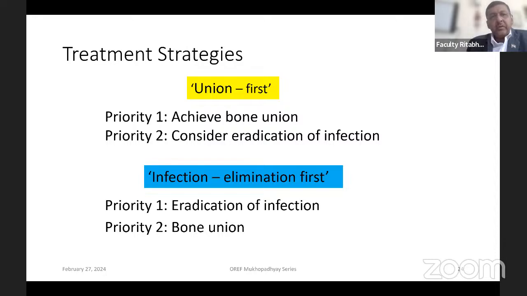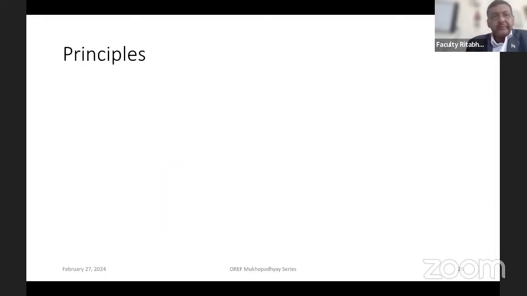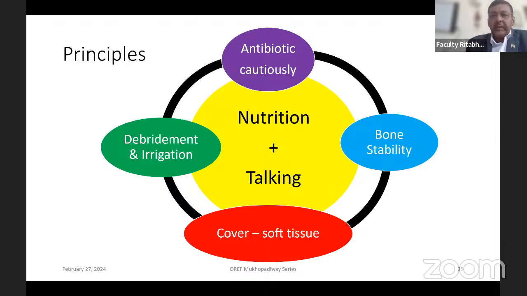I opted for the union first strategy in this given patient because of his general health being good, the implant doing its job, and it did its job for a year and the bone was given enough time to unite. Yes, in cases of infection, it may take the bone a little longer to unite, but bone does unite if stability is maintained. He was not on any antibiotic for 1 year. So the principles of treatment remain the same. If the implant is stable, if the bone is stable and the soft tissue cover is adequate, you can focus on nutrition and only dressings.